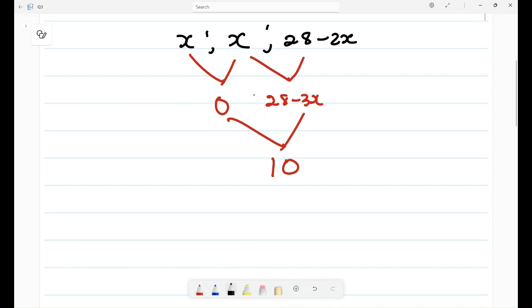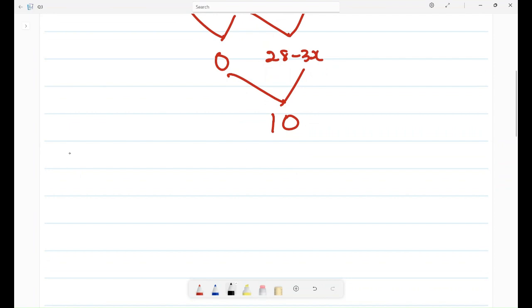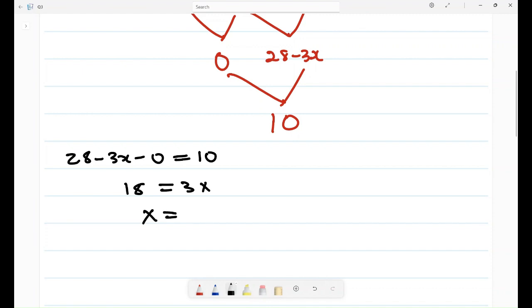But how did I get 10? I can get 10 by saying this minus this is equal to 10. Then I can start there by solving for x. I can say 28 minus 3x minus 0 is equal to 10. This minus this is equal to that. You all agree with me, right? Yes. Then when I solve for x, let's take 3x to the other side, it is positive 3x. Then 28 minus 10 is 18. Then x is how much? It is 6, all right?